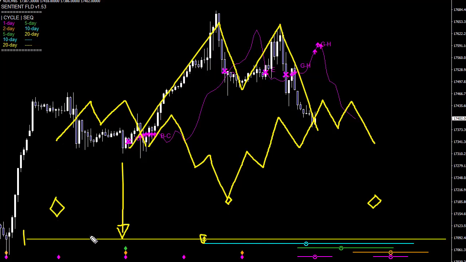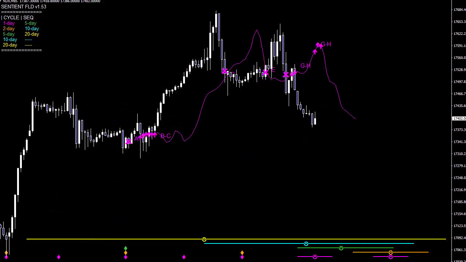I hope that the way that these cycles are fitting together is beginning to make sense to you and that you understand that part of the process. So to get back to the basics of trading the FLD, we are looking for a sequence cycle trough. That is where we begin to identify trading opportunities.